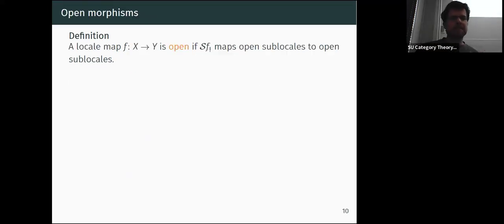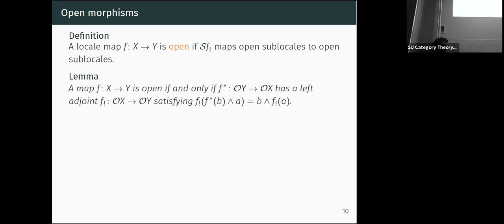But we're talking a lot about open morphisms, so let's define open morphisms. That sounds like a reasonable thing to do in this situation. So it's what you expect, right? I've spoken about what the image of a sublocale is under a map. So what you do is you take the image of an open sublocale and you want it to be open. That's what you expect.